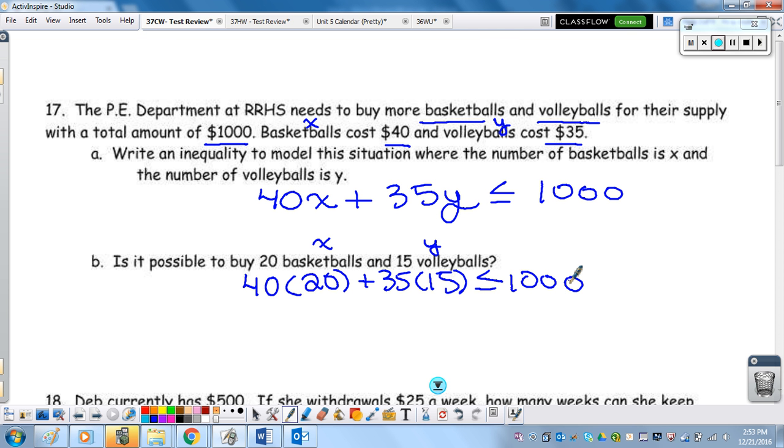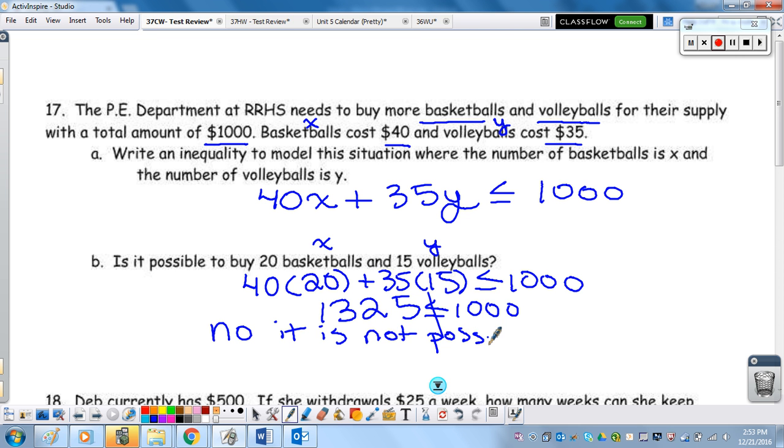On the left hand side, I got 1,325. And then less than or equal to 1,000. So you gotta ask yourself, is 1,325 less than 1,000? It is not. So no, it is not possible. Because if you notice, 1,325 is actually bigger than 1,000. So you cannot buy 20 basketballs and 15 volleyballs.